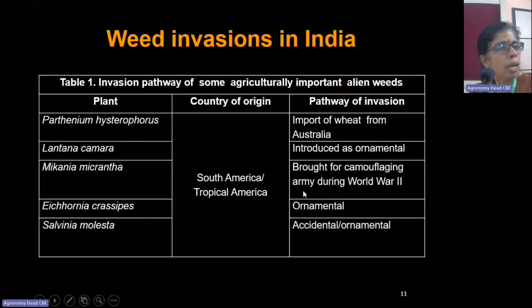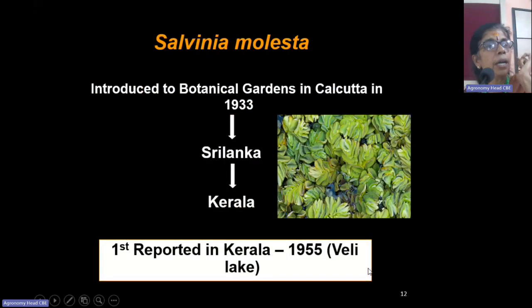Lantana was introduced as an ornamental, Mycenia during World War II for camouflaging the army field, and Eichhornia for ornamental purposes, and Salvinia accidentally, it seems, and it's not yet established. Actually, Salvinia molesta was taken to the Royal Botanical Gardens of Calcutta in 1933. It was first introduced there as a botanical garden plant, and later it was taken to Sri Lanka for research. And from there, it reached Kerala.